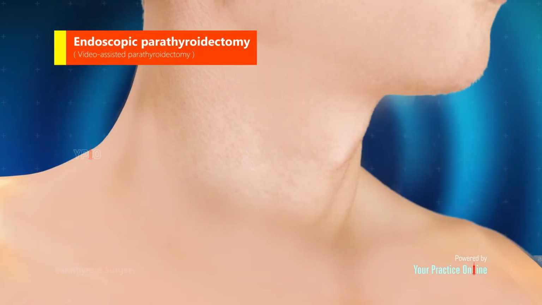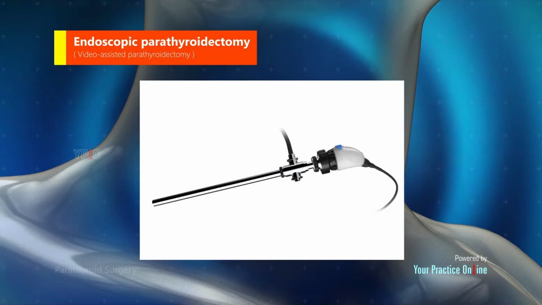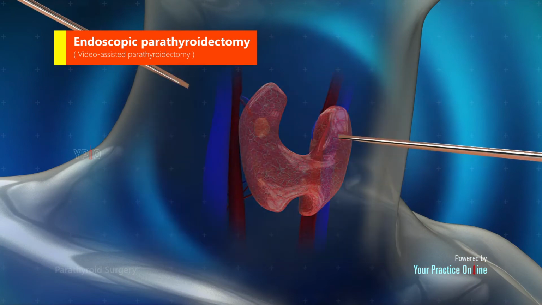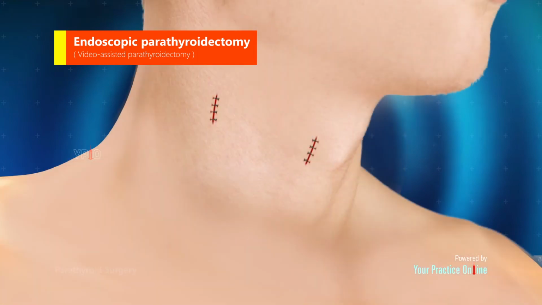Endoscopic parathyroidectomy, also called video-assisted parathyroidectomy. In this technique, a few small incisions are made in your neck along the crease to minimize scarring. Then an endoscope with an attached camera is inserted through one of the incisions, and tiny surgical instruments are inserted through the other incision. The gland or tumor is then removed. After this, the endoscope and the other instruments are removed. The incisions are closed using surgical glue or stitches.